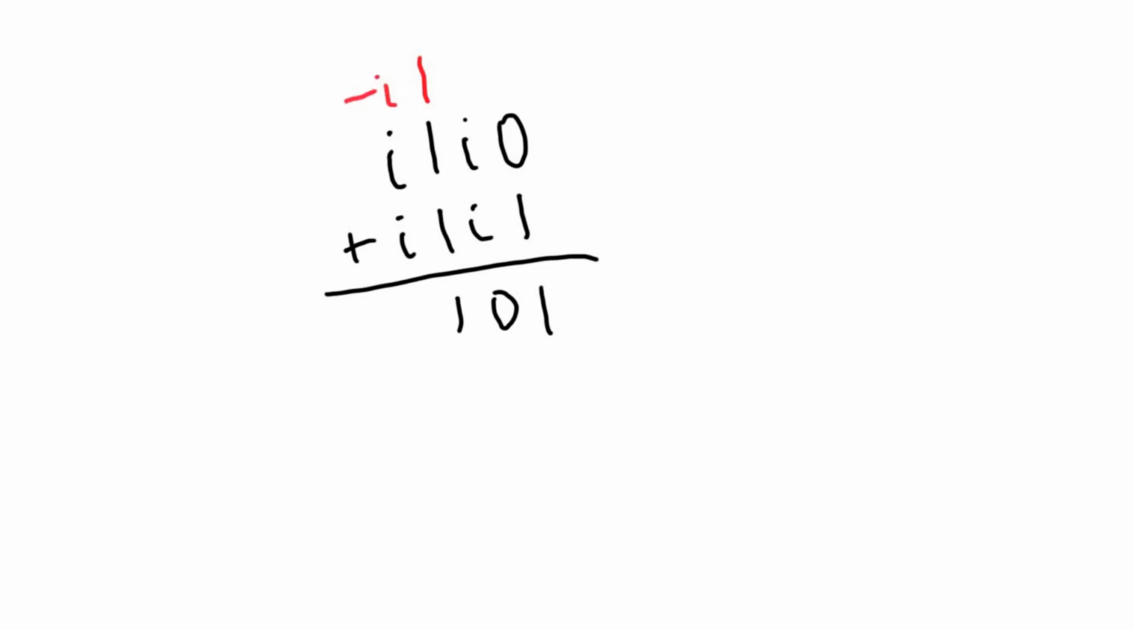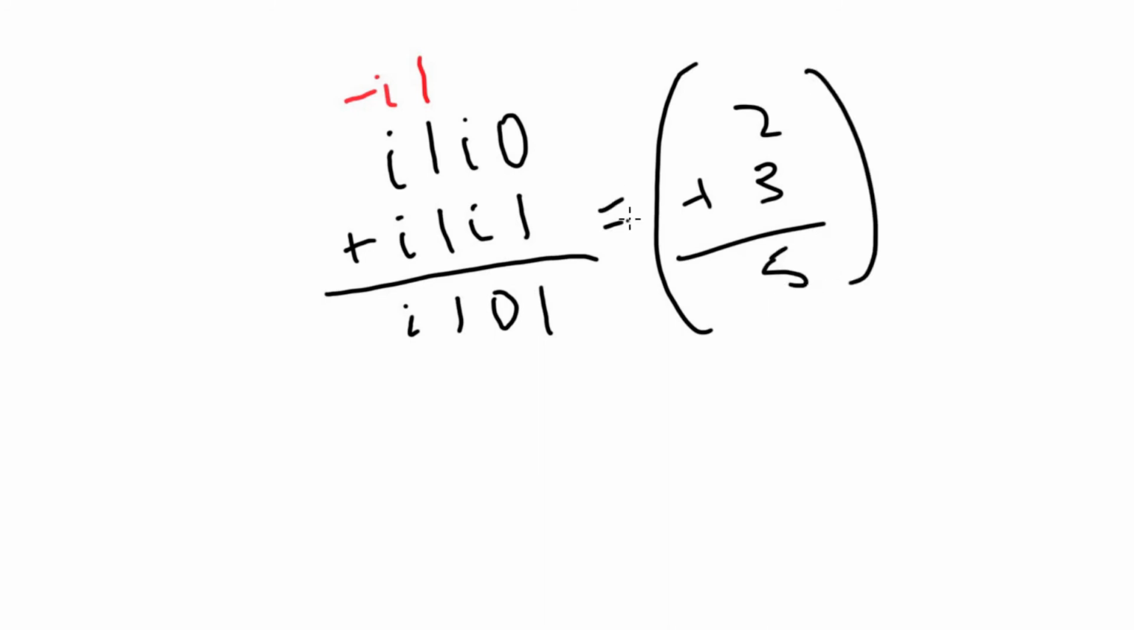In the negative 8i's place column, the negative i cancels with one of the i's, leaving just i. Thus, our final answer is i101. It is already in standard notation, so we can just leave it like that. As a side note, this problem translates to 2 plus 3 equals 5 in decimal.